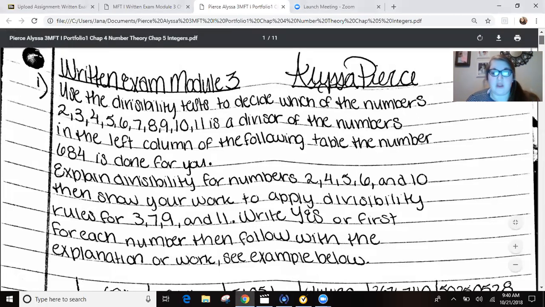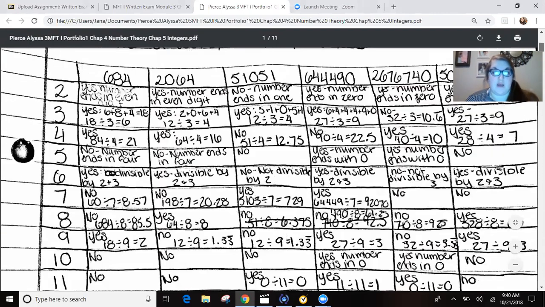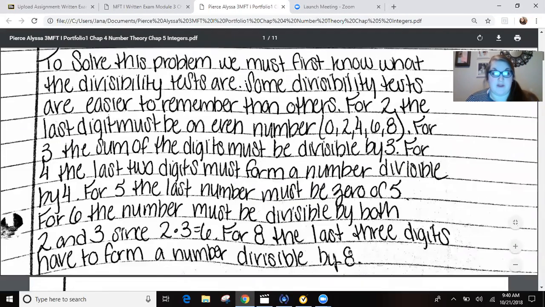Okay, so for the numbers 3, 7, 9, and 11 we were to show our work. The table didn't leave me enough room, so those are down below. So we'll walk through those. But first, we're going to go over 2, 4, 5, 6, and 10. So I'm going to go over the divisibility rules, which are found in my notes.